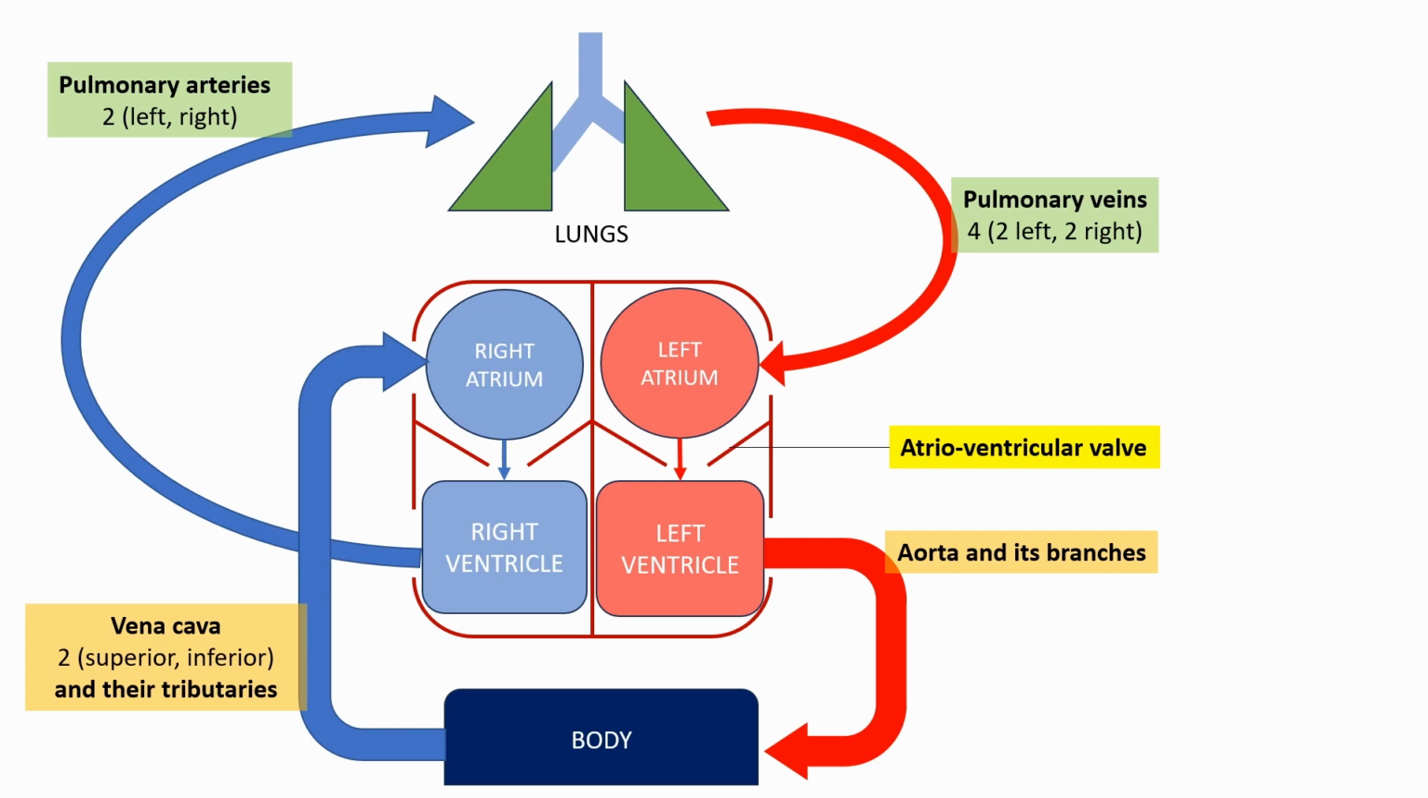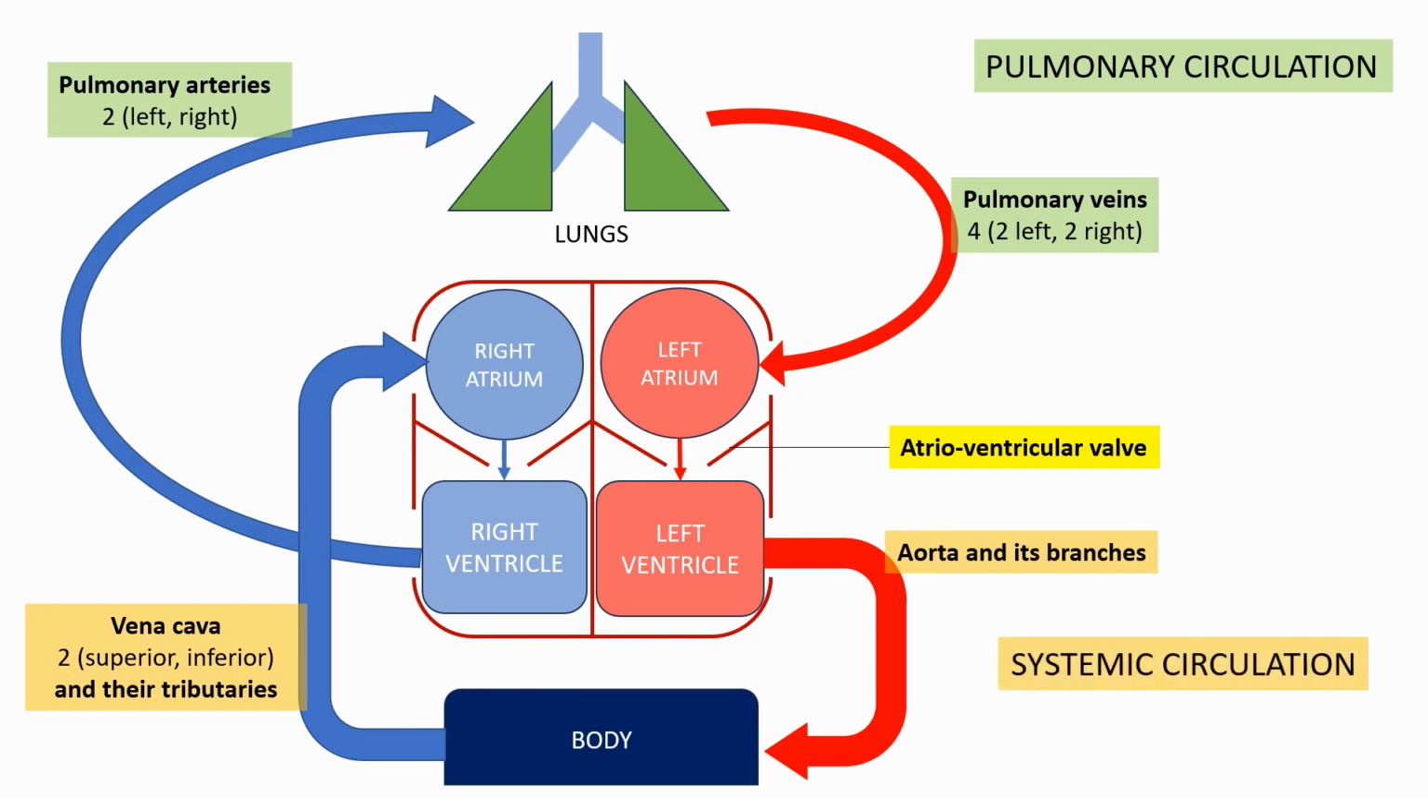If you look at this diagram clearly, you can see that there's a loop of blood going through the lungs. This loop is called the pulmonary circulation, and there's a loop at the bottom going through the body. This loop is called the systemic circulation.